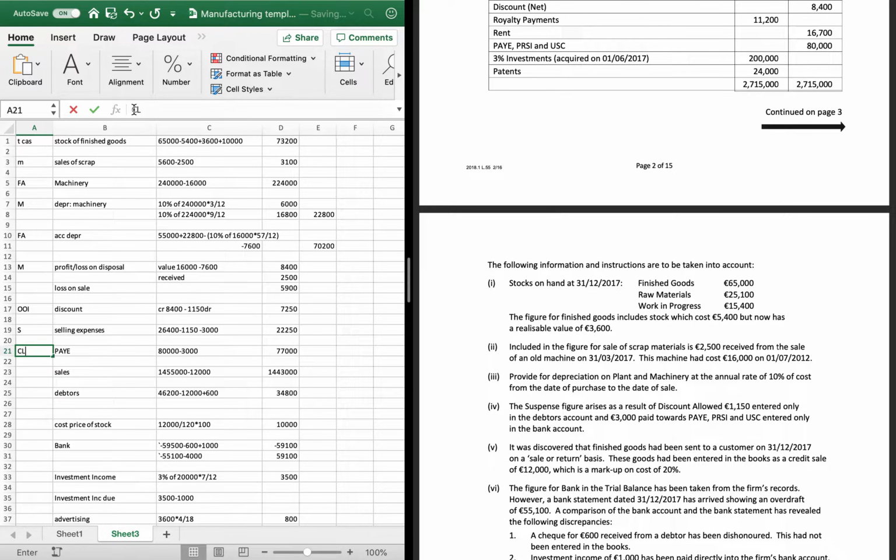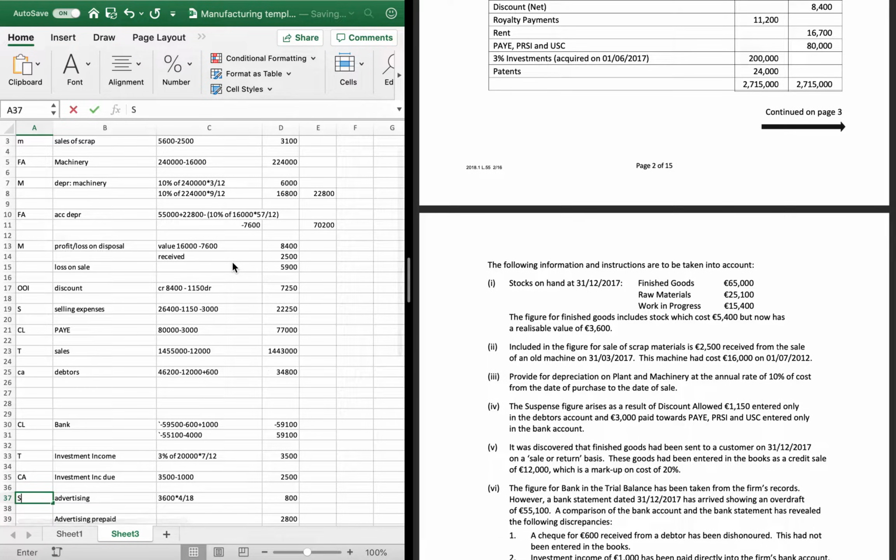PAYE is a current liability, a credit balance, so it could be a debit, but it's not. Sales will go in the trading account. Debtors is a current asset. Now, just make a note that there's a bad debt provision there. The cost price of the stock was just to work out a figure earlier, so I'll get rid of that. Bank is a minus figure, so it's creditors or current liability. Investment income will go in the trading and in the profit and loss section. Investment income due, of course, is a current asset.